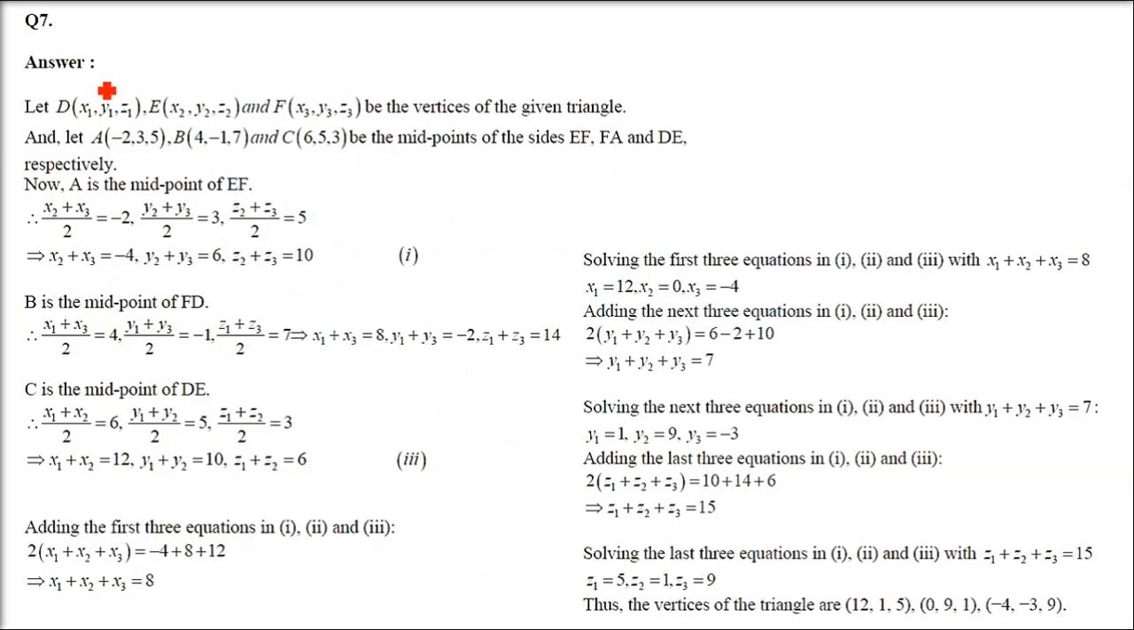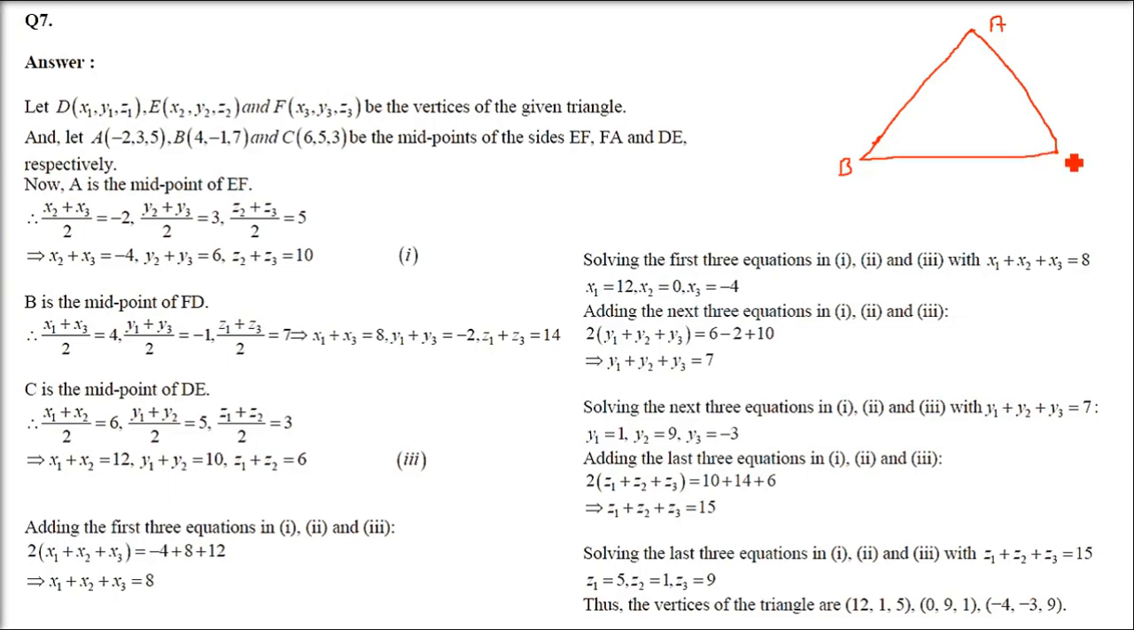This is question number 7. The midpoints of the sides of a triangle ABC are given: (-2, 3, 5), (4, -1, 7) and (6, 5, 3). Find the coordinates of A, B, C. So we just have to use the midpoint formula, that is the section formula with the midpoint version. The algebraic skills will be employed here, otherwise this question is quite easy.